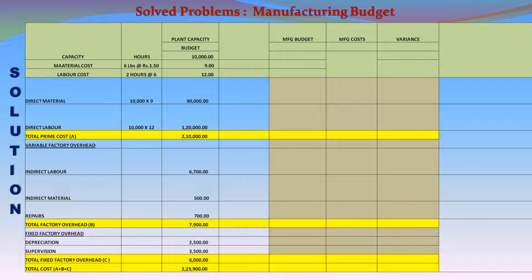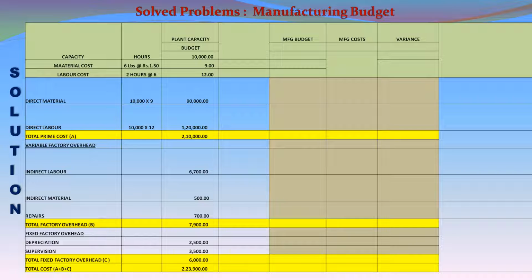Budget. Plant capacity budget. Capacity in hours 10,000. Material cost: 6 lbs at 1.50, 9 rupees per unit. Labor cost: 2 hours at the rate of 6, 12 rupees per unit. Direct material: 10,000 into 9, 90,000. Direct labor: 10,000 into 12, 120,000. Total prime cost 210,000.